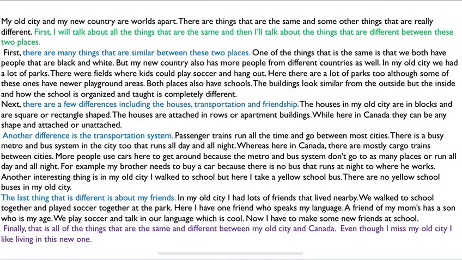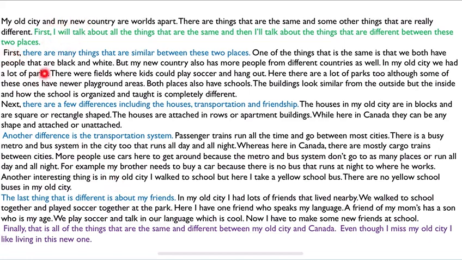Okay, let's take a look at this essay. First, here we have the introduction paragraph. And at the end of the paragraph, what do we see? The thesis statement. First, I will talk about all the things that are the same, and then I'll talk about the things that are different between these two places. So clearly he is comparing two places.